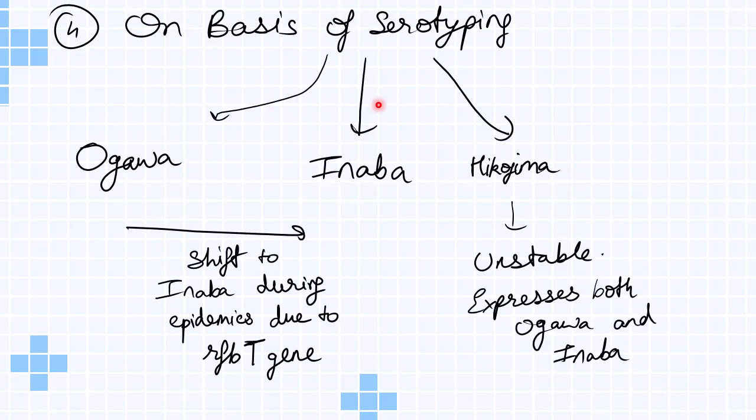Based on serotyping, Vibrio cholerae is divided into Ogawa, Inaba, and Hikojima. During epidemics, Ogawa can shift to Inaba due to changes in the rfbT gene. Hikojima is considered unstable because it expresses features of both Ogawa and Inaba.